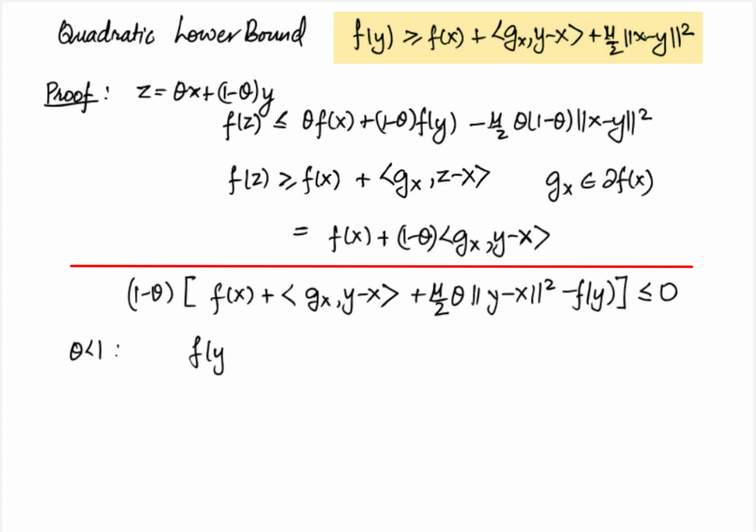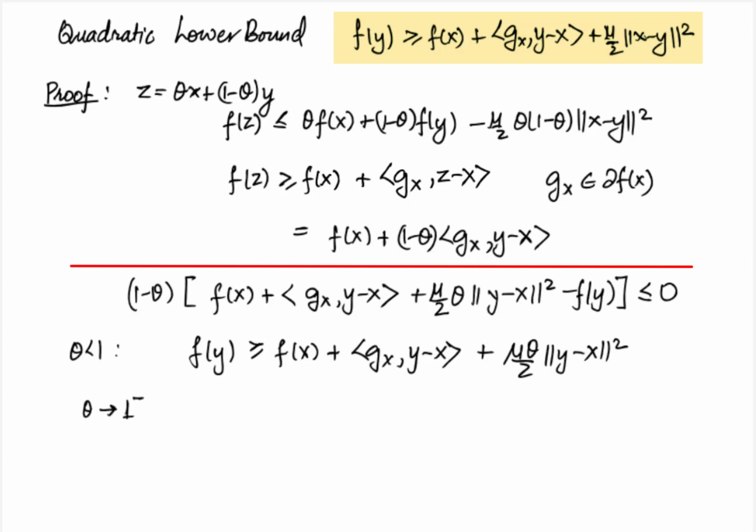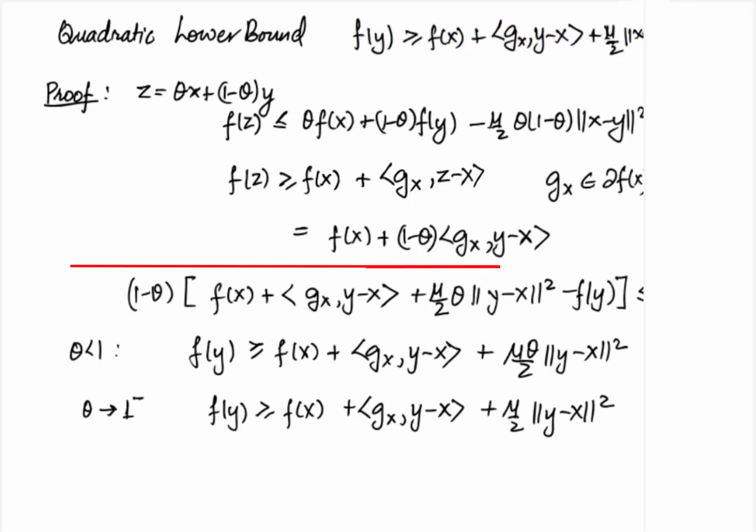Then the inequality can be written as f of y greater than or equal to f of x plus inner product of g_x with y minus x plus theta times mu by 2 norm of x minus y squared, which holds for all theta except for theta equal to 1. Now we can tighten this inequality by taking the supremum over theta in the open interval 0 to 1. Essentially, we are choosing theta arbitrarily close to 1, which yields the required quadratic lower bound inequality. So this concludes the proof of the quadratic lower bound for strongly convex functions.